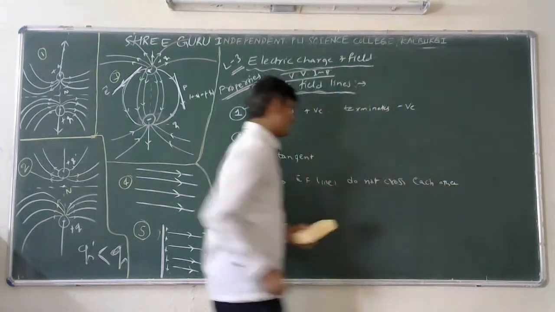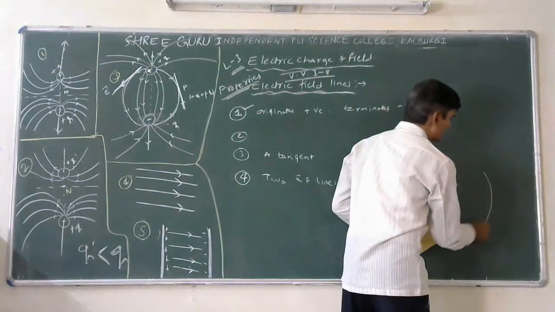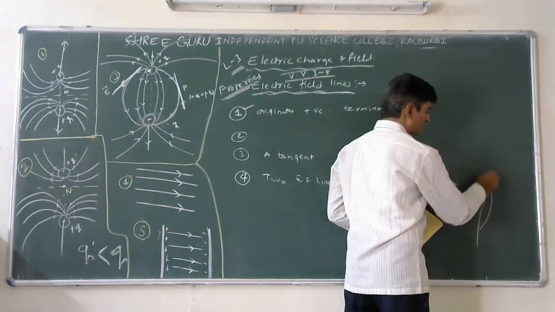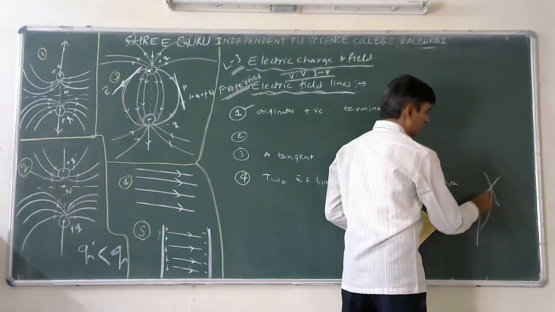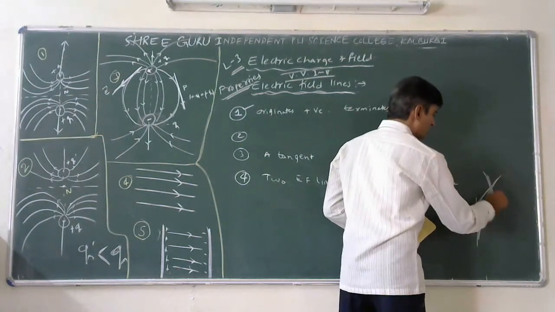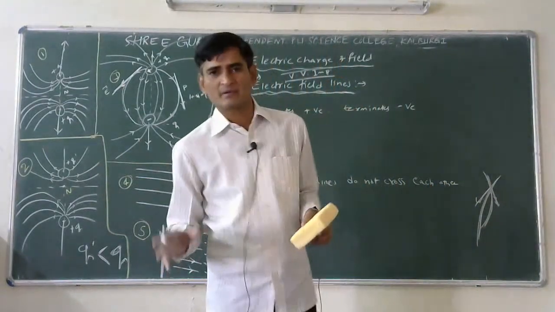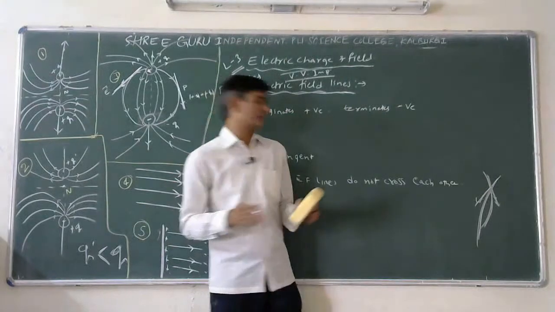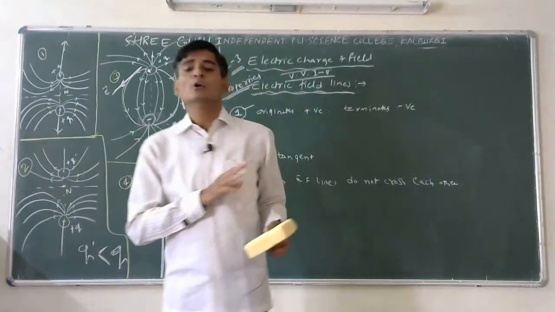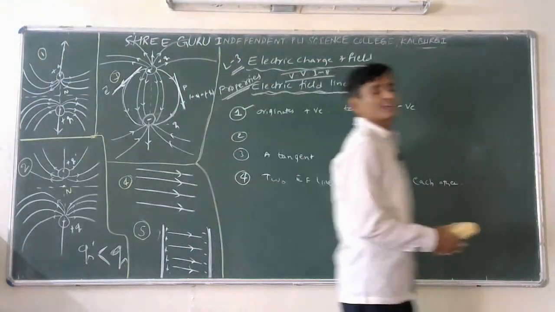Why? Let us say two electric field lines are crossing like this. Then if a tangent is drawn at that point, there will be two tangents. One tangent is for this curved line, another tangent is for this curved line. So there will be two directions for the electric field intensity, which is not possible. There will be only one direction for the electric field intensity. Therefore, two electric field lines do not cross each other.